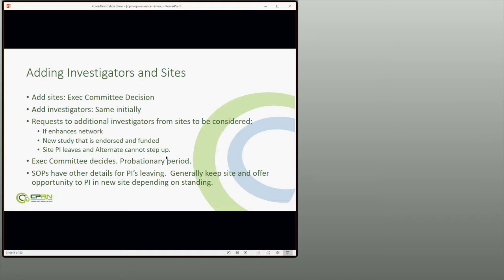And then there's lots of details in the SOPs about what happens when a PI leaves. This has been in HCRN the primary way in which new sites have been created, because the PI will leave and get startup funding at a new site, but they go through a standard approval process for a new site of having to get on board with the registry, get on board with a quality initiative, before they are outside of a probationary period. So those are some details about adding sites and investigators. Lots more details in the actual document. Does anybody have any questions about that?